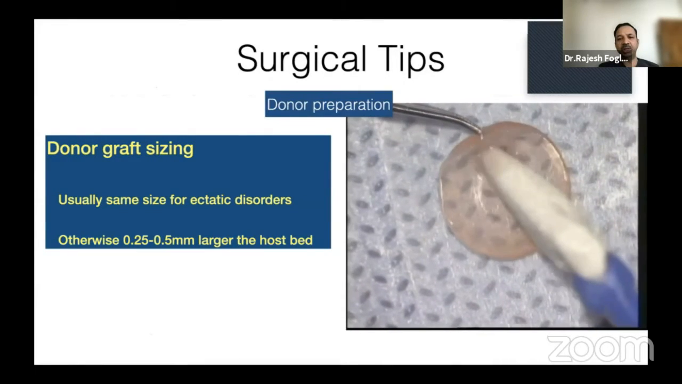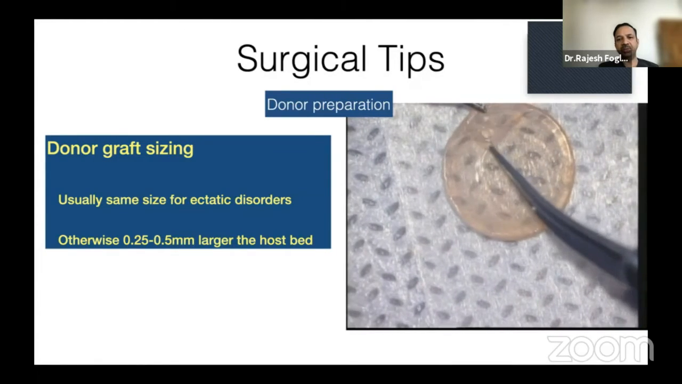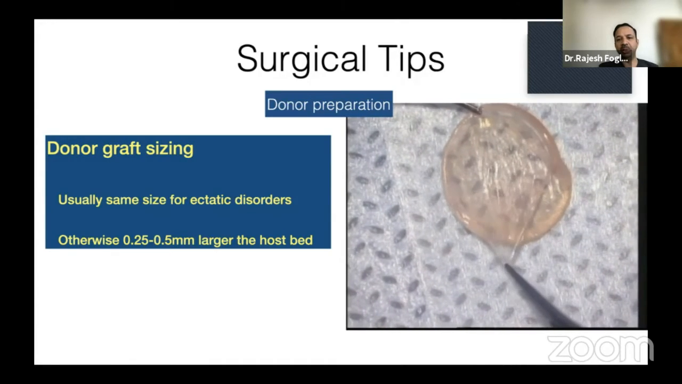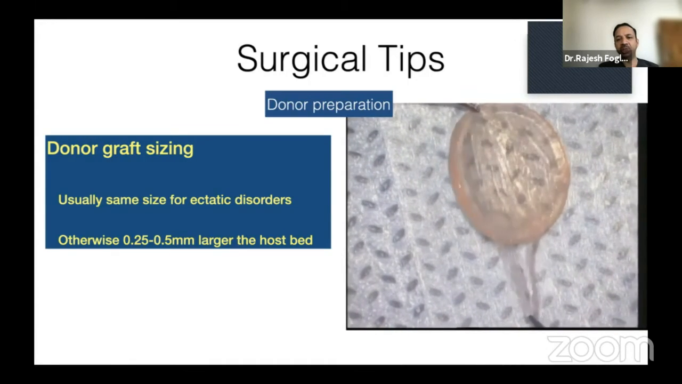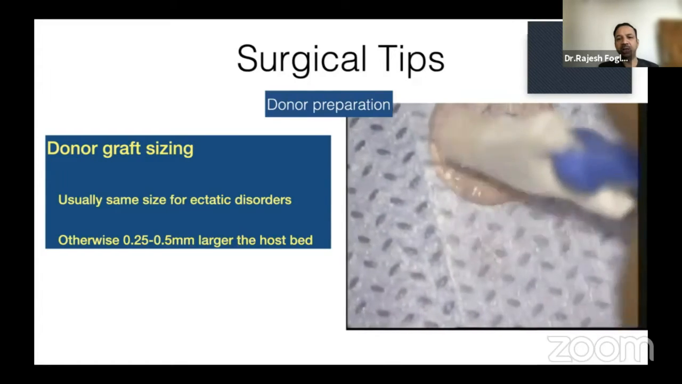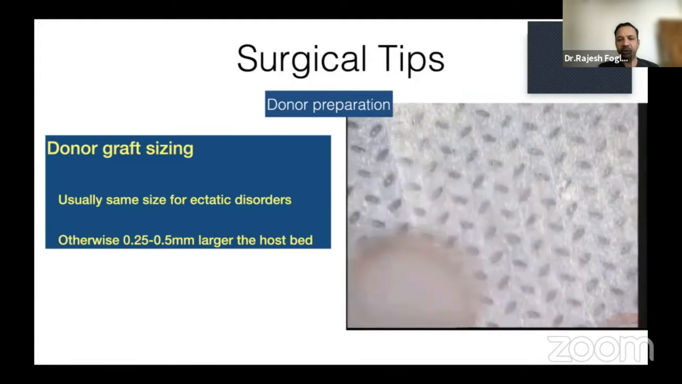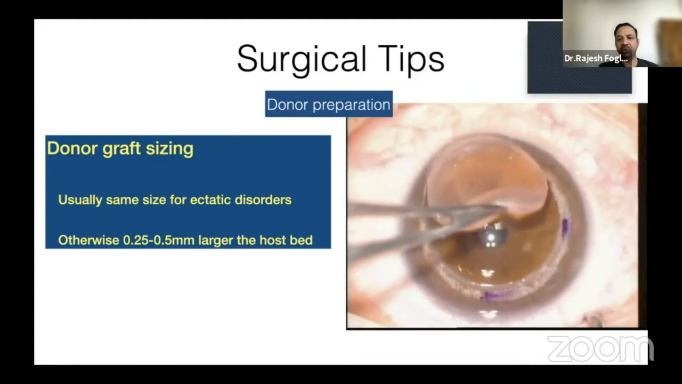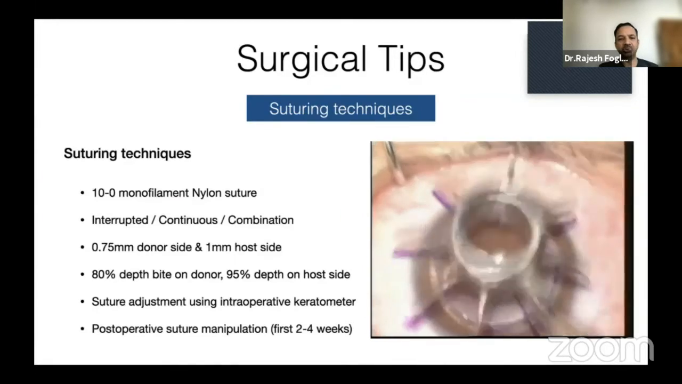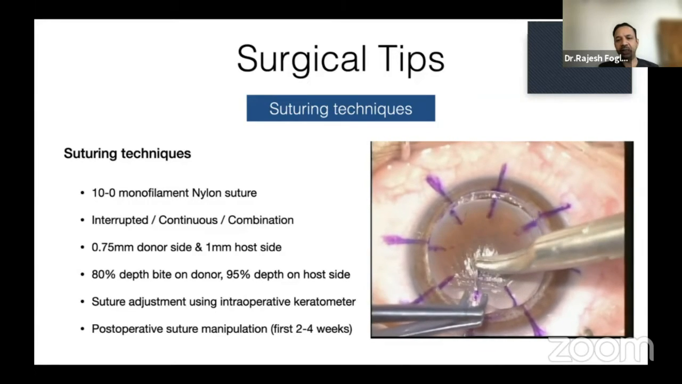Donor Descemet's tissue is usually the same size in ectatic disorders. In other indications, it can be 0.25 to 0.5 millimeter larger. However, if you are doing a femtosecond laser-assisted DALK, you don't need that discrepancy because the apposition is really good even with the same size graft. You can remove the Descemet's membrane if using older tissues. In younger tissues, you can even place it without removing. Suturing technique is the same as penetrating keratoplasty, just that you take slightly longer bites.